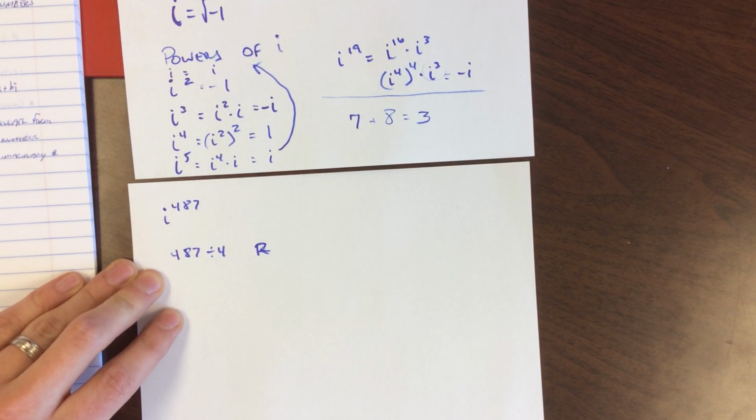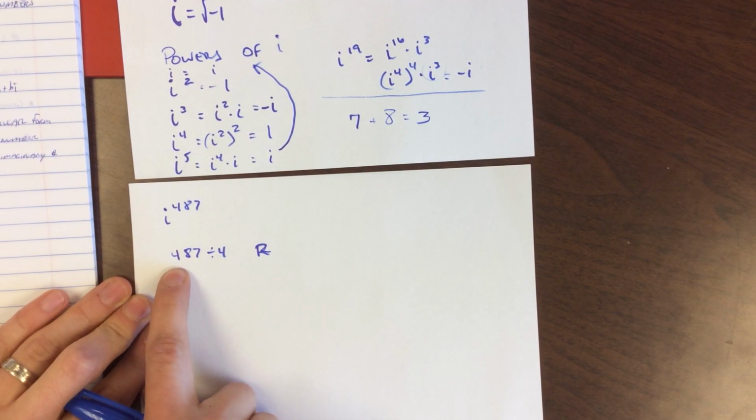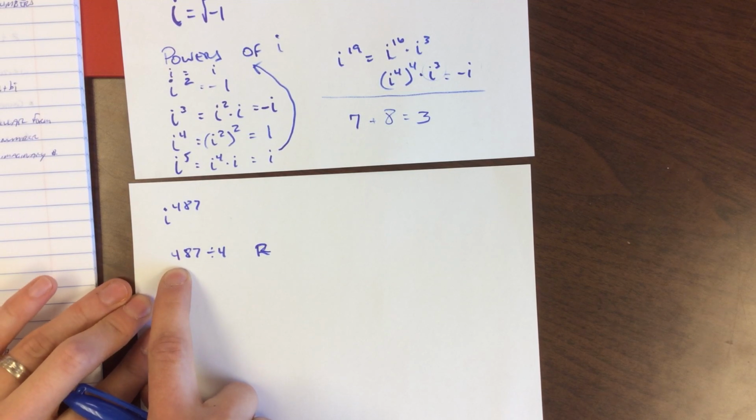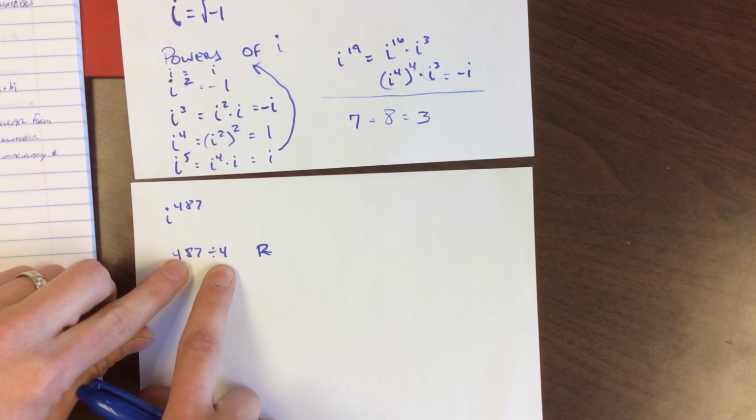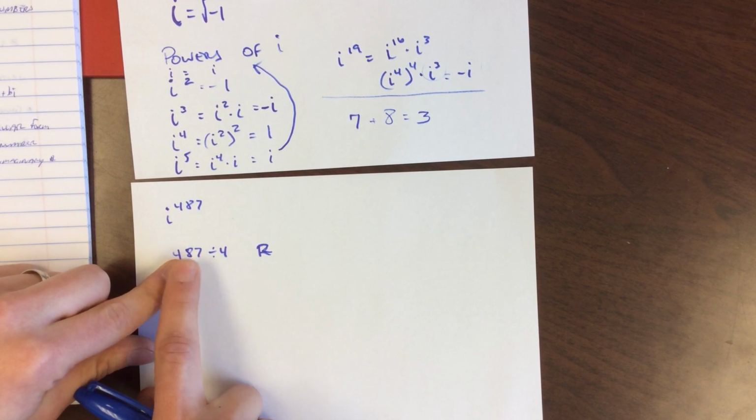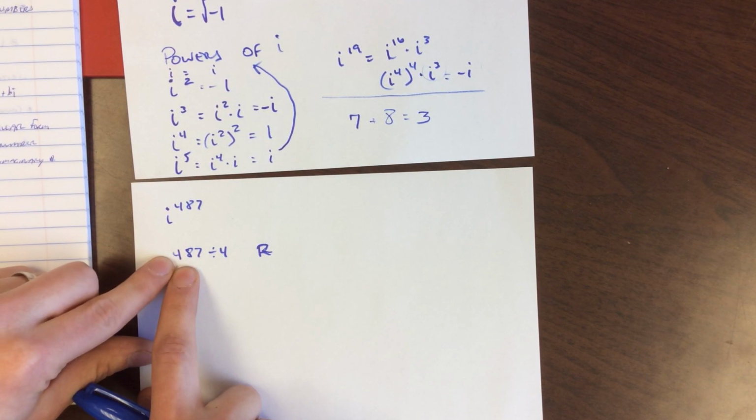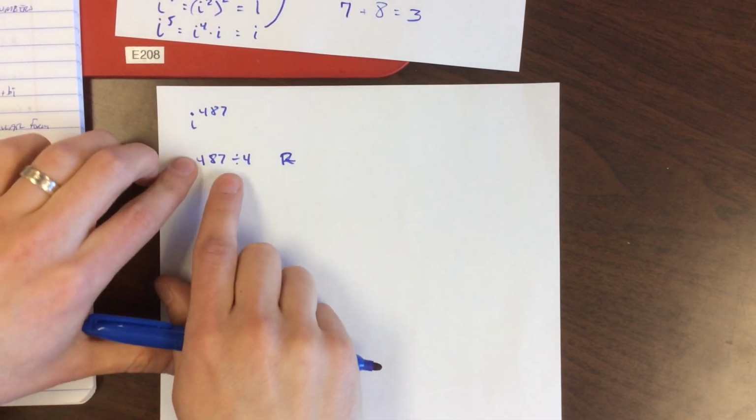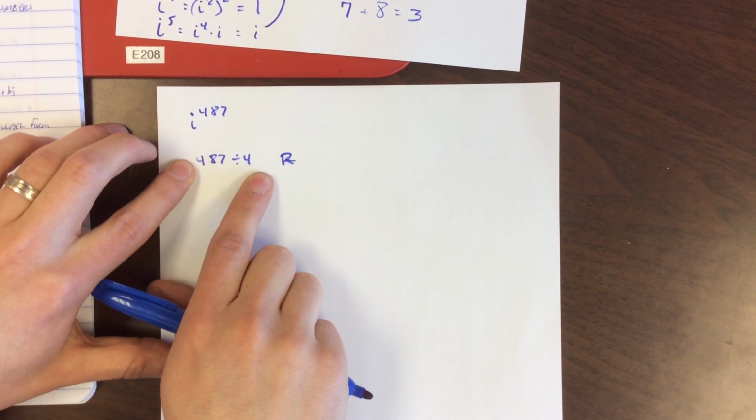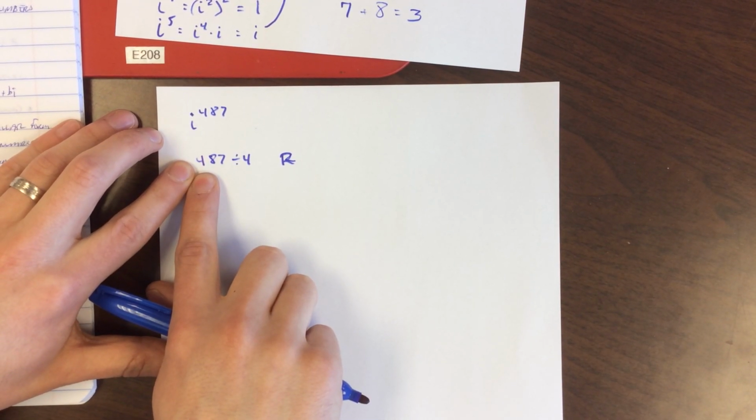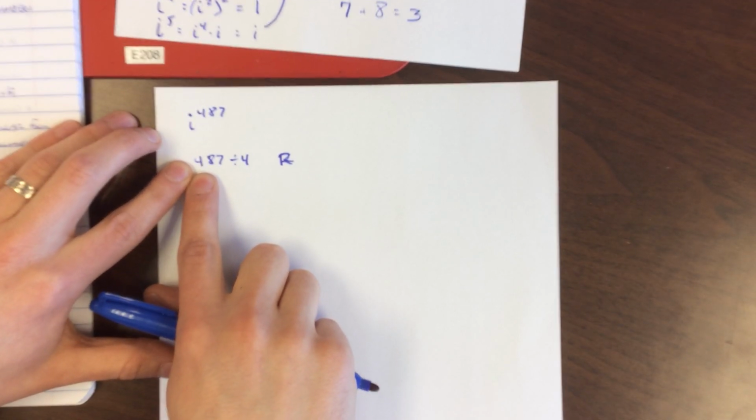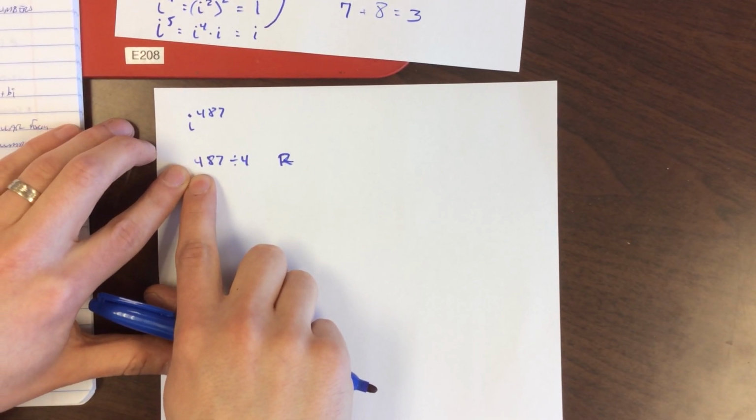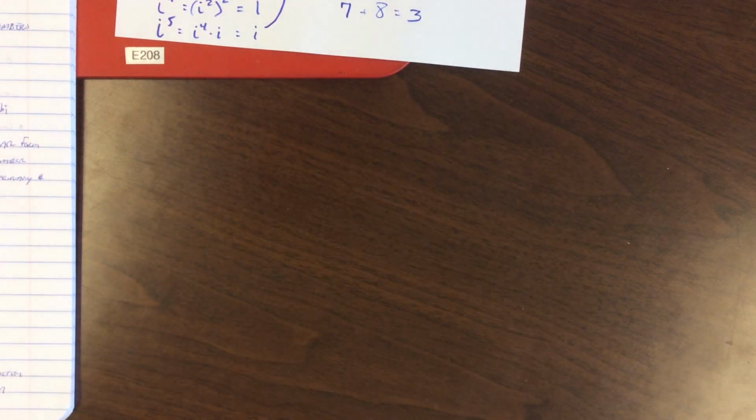Don't even use a calculator. 4 goes into 4 how many times? What's left over? There's nothing left over. 8 divided by 4. Let's just think with me. We've got 487. How many times does 4 go into 4? Once. I thought you were going to say 8. I'm pointing at the 4, but it's kind of hard to tell.